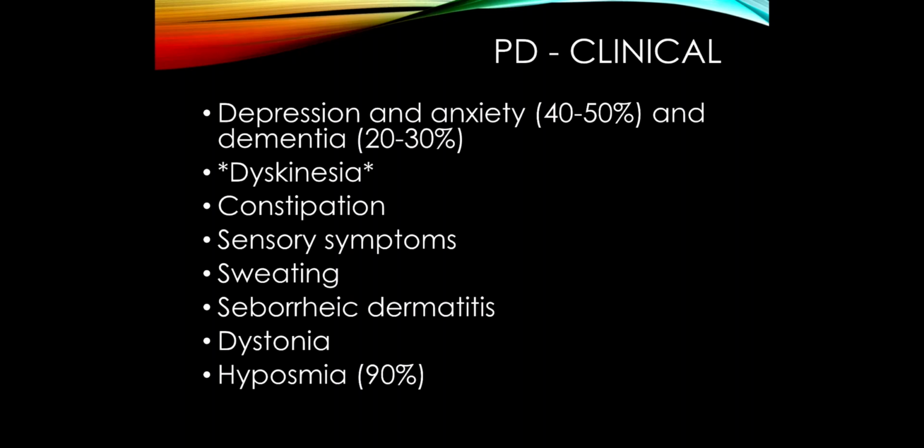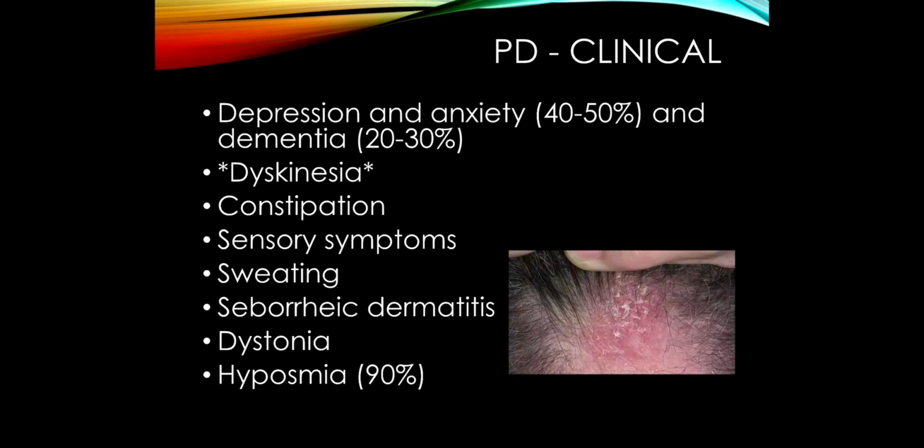Oftentimes patients will have sensory symptoms as well. The term numbness, as I mentioned last year, is a very vague term, but sometimes it's described as like an achy pain, again more often in the affected side of the body. Sweating is common in patients with Parkinson's disease, especially if they're undertreated, then they may have more sweating. Seborrheic dermatitis, I have a picture here, is kind of this scaly erythematous region that tends to be more prominent in the forehead.